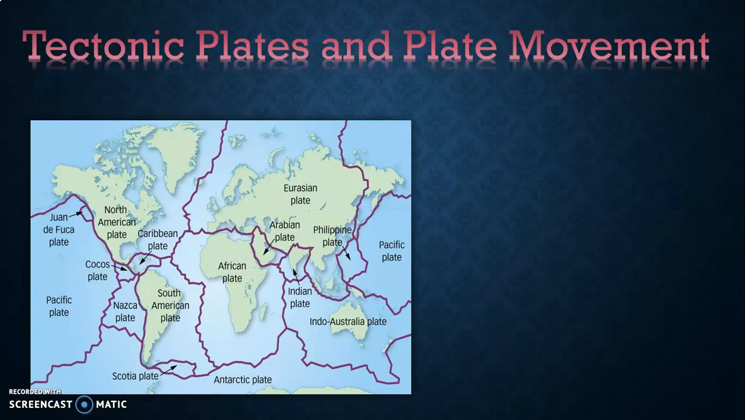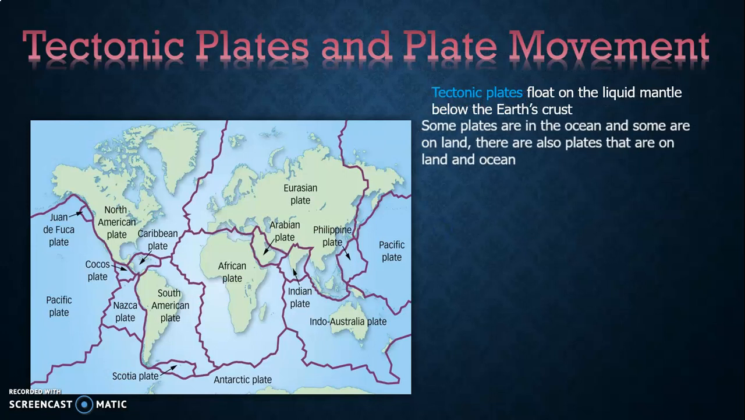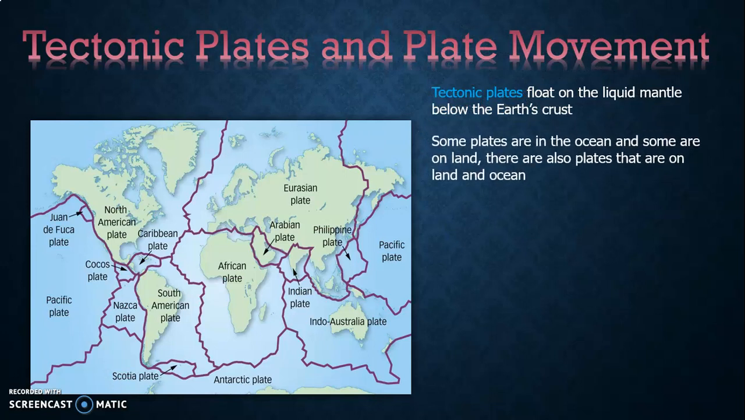Thank heavens, if you have a look at where we are in South Africa, we don't have any of those. So we don't have earthquakes. We'll have tremors, that's from the mines, and we will have no volcanoes. So we're very fortunate to be living where we live. Tectonic plates float on the liquid mantle below the Earth's crust, as we saw when we looked at the cross sections. Some plates are in the ocean and some are on land, and there are also some plates that are on land and on the ocean.